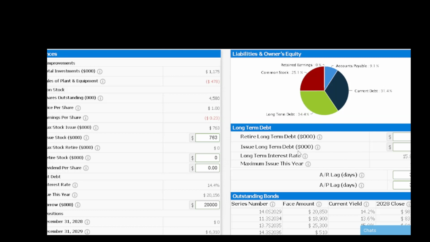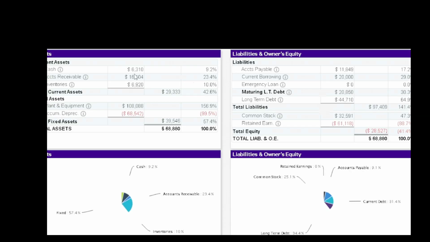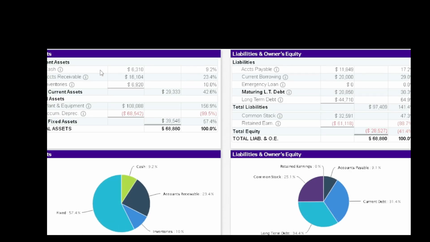So for that, let me just go to another part, which is the balance sheet, so that I can explain more about finance. On the balance sheet, we simply have the assets and the liabilities. We'll be able to see how much cash we have, how much accounts receivable we have, how much inventories we have. All that we'll see on the asset side, and we'll see our total assets down there.